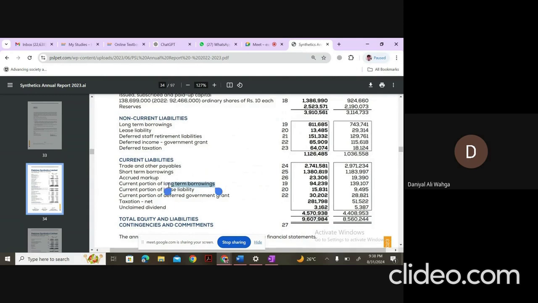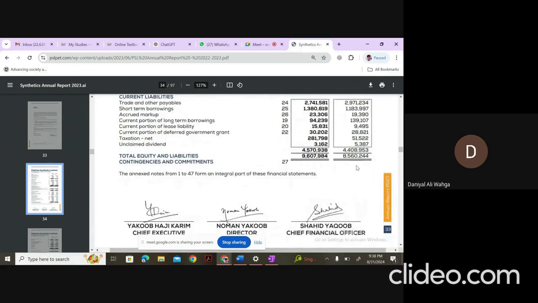We have already discussed this. Current portion of these liabilities and current portion of deferred government grants. Then there's tax net. Net means that if we have any tax expense or any deferred tax, we have already netted this amount. And any unclaimed dividend which has not been claimed by the shareholder. Any contingent liabilities which need to be disclosed are written in the notes to the accounts in note number 27.